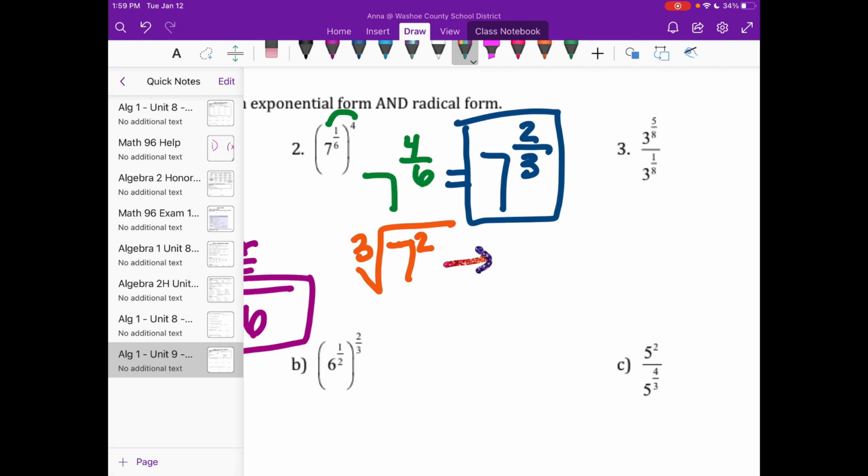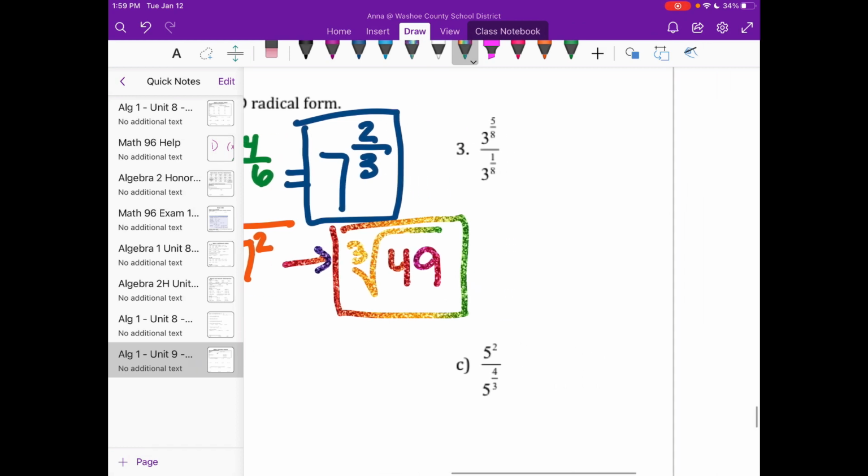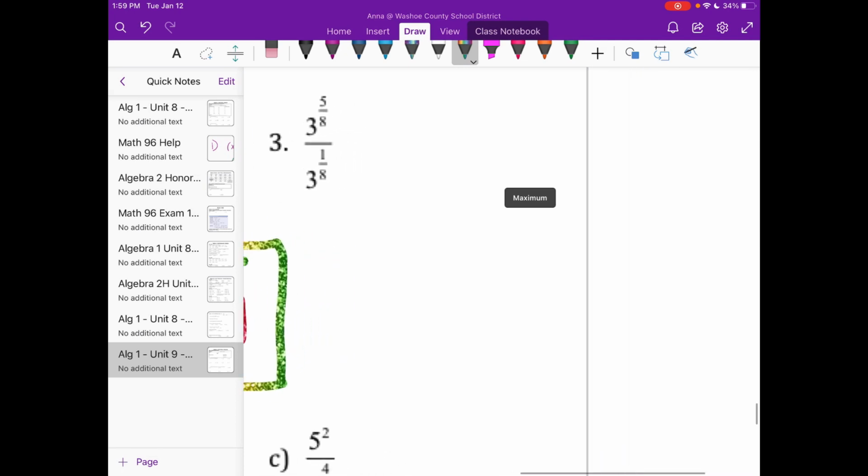Now, again, your teacher might want you to actually put 7 squared in your calculator. I know I probably do. So 7 squared is 49. Use rainbow pen for this. So cube root of 49 is the radical form. Okay, so you do need both on these ones. Let's take a look at number 3.